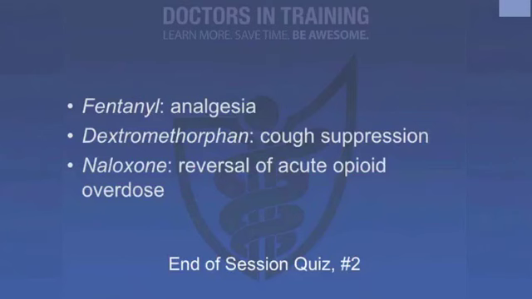Next question, list the main clinical use for each of the following drugs. So the first one is fentanyl. This is primarily used for analgesia. Remember, it's 100 times more potent analgesic than morphine is. B, dextromethorphan. This is primarily used as a cough suppressant. C, naloxone is used to reverse acute opioid overdose.